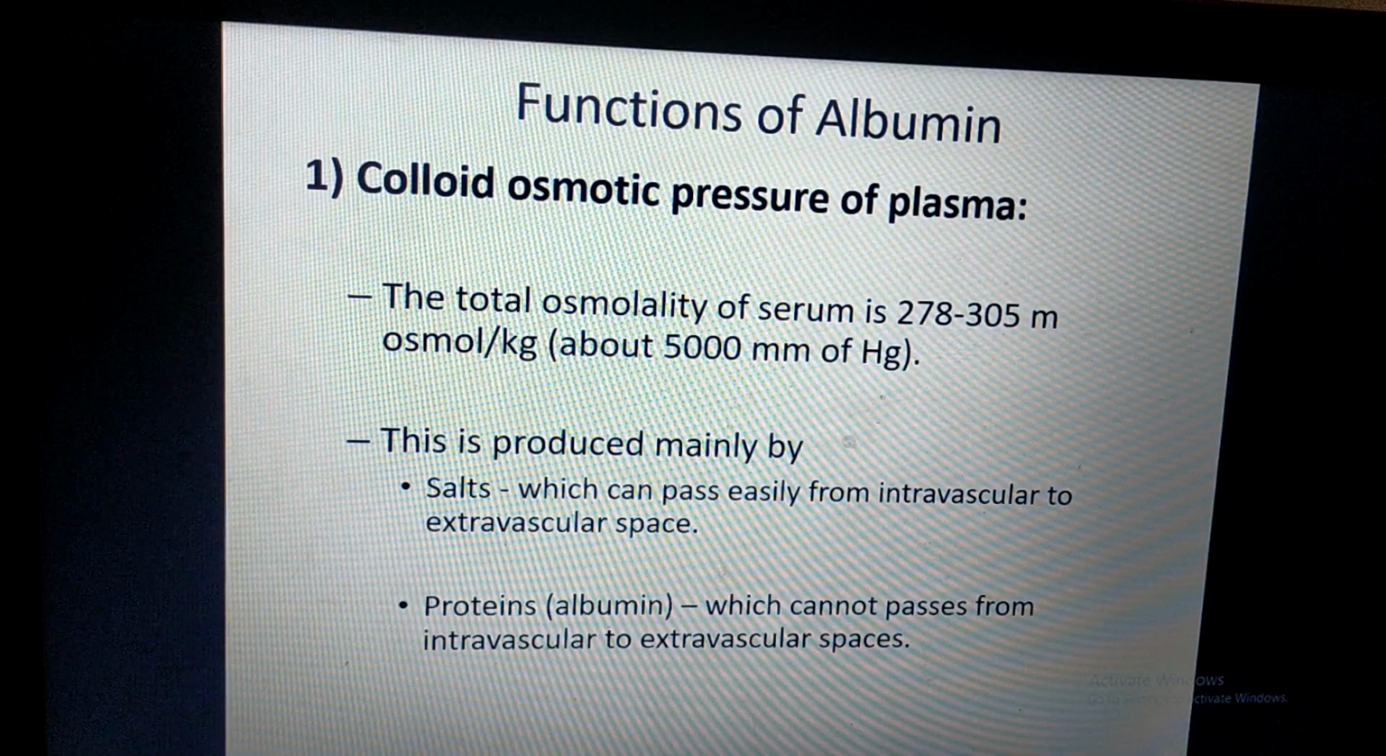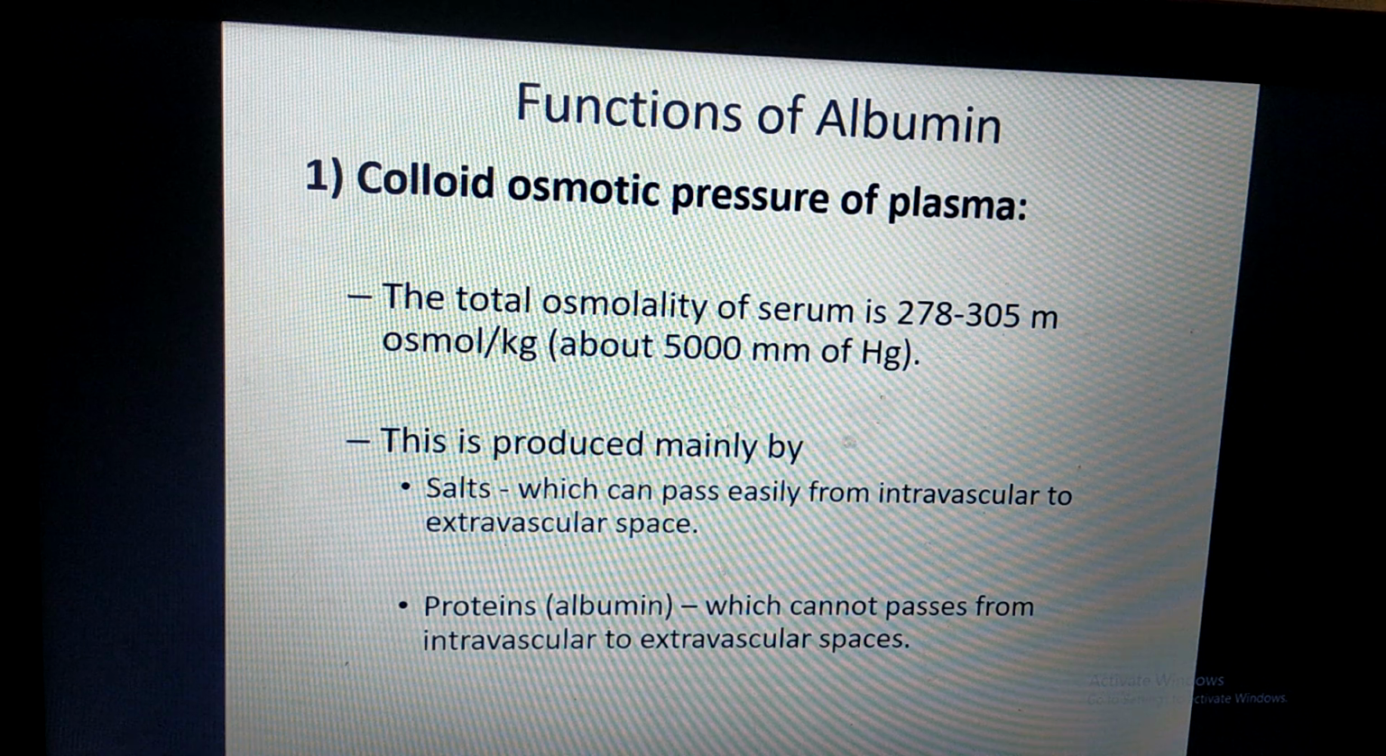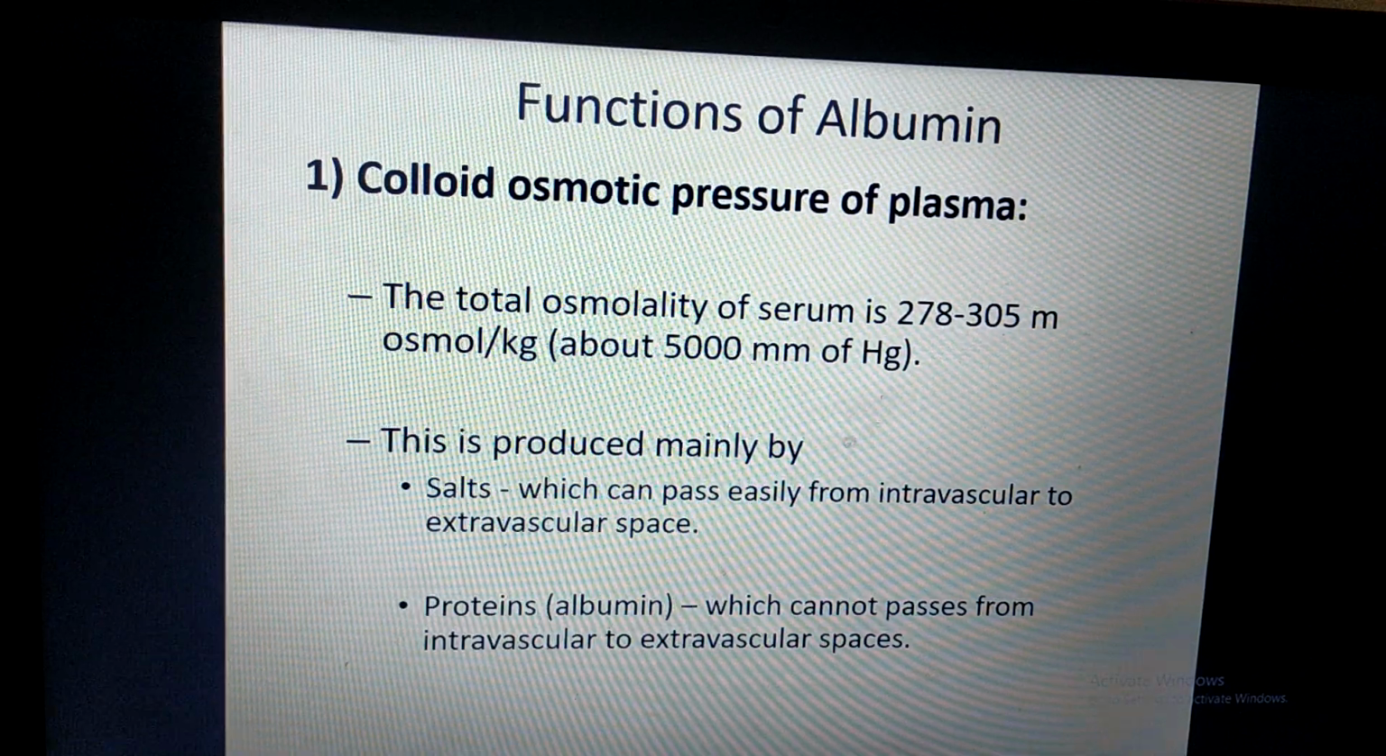The first function of albumin is that it exerts colloidal osmotic pressure. The total osmolarity of serum is 278 to 305 milliosmol per kg, and it is about 5000 mm of Hg. This is produced mainly due to salts and proteins. Salts can pass from intravascular to extravascular compartment easily, and proteins, mainly the albumin, cannot pass from intravascular to extravascular spaces.